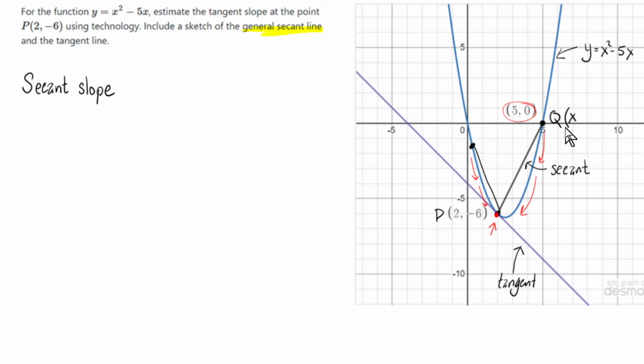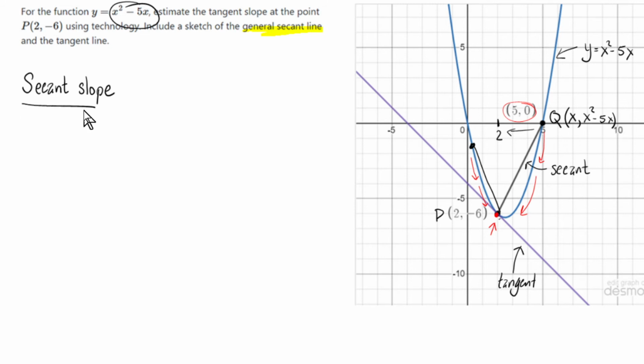Okay, so this is what we're varying, as x is approaching the x-coordinate of the point of tangency, which is 2. So 2 is right here. This is the x-coordinate of this point right here. As x is approaching this, we're getting closer and closer to that point, and the slope of the secant becomes closer and closer to the slope of the tangent. So that's our x-coordinate. The y-coordinate of point Q is simply going to be x squared minus 5x, because we're following along on the parabola.